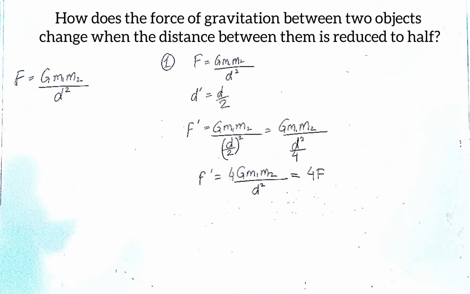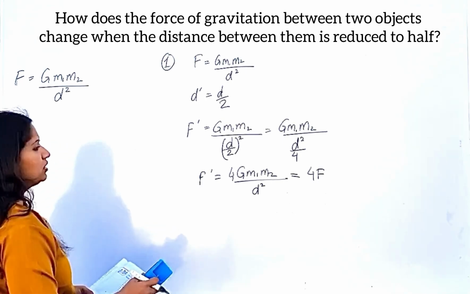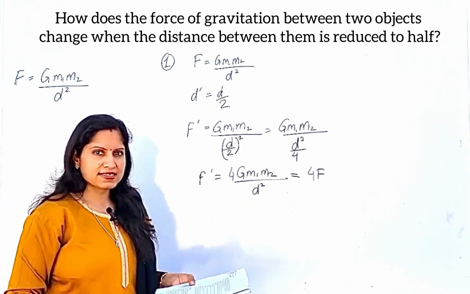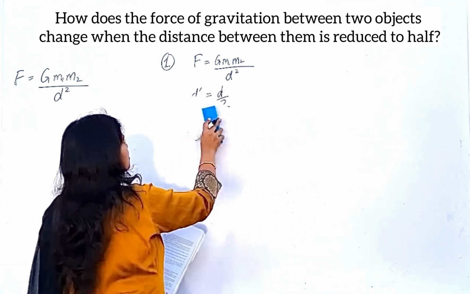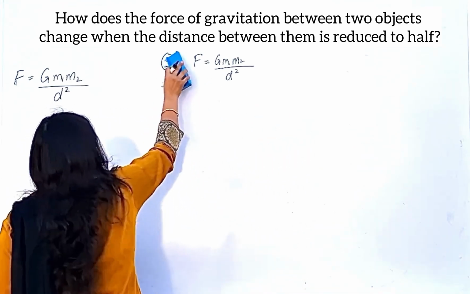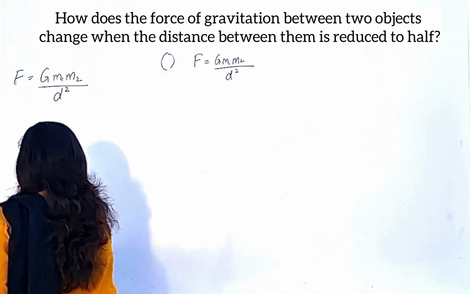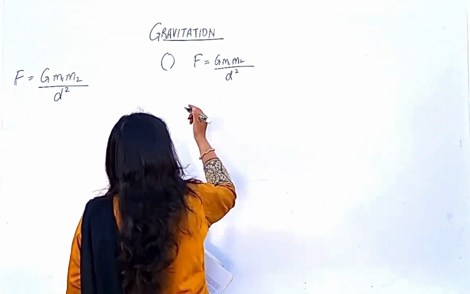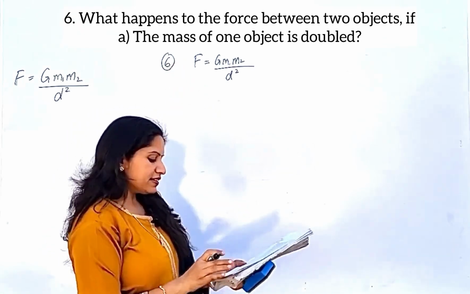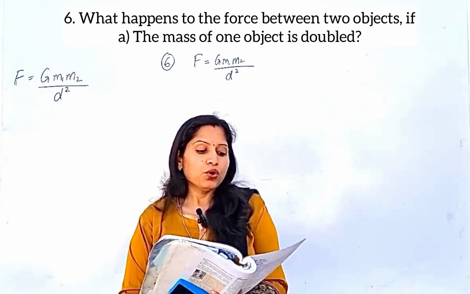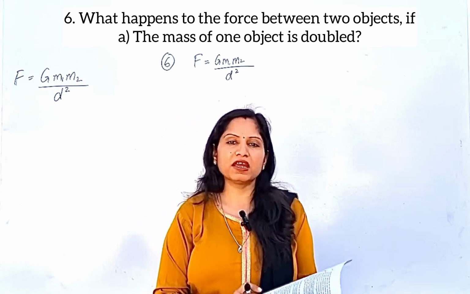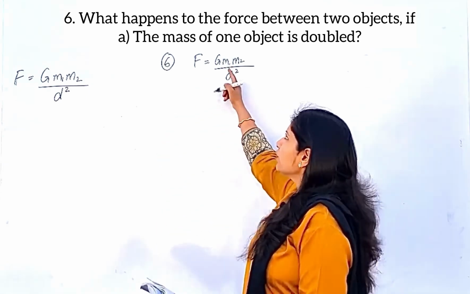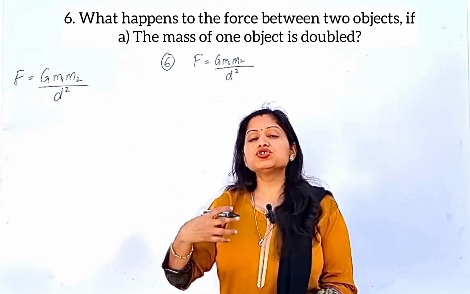I'll just shift aside. After doing this question, we'll move on to question number 6 because that is also based on the same formula and that is also a similar question only. Okay. So instead of moving to question number 2, we are moving to question number 6 directly. Just let's have a look at the question. What happens to the force between two objects if the mass of one of the objects is made double? Okay. So one of the masses, say m1, is made 2m1.